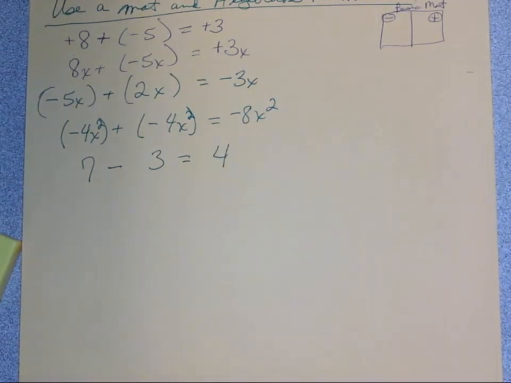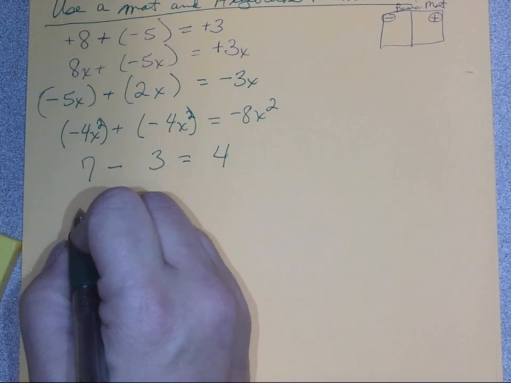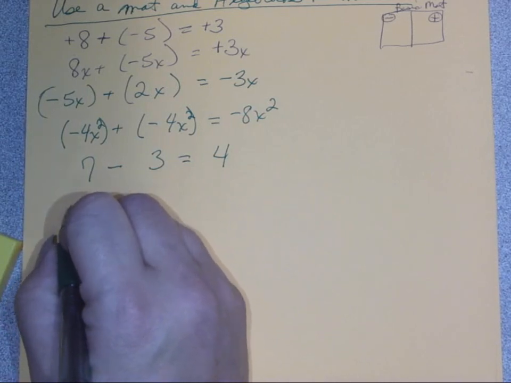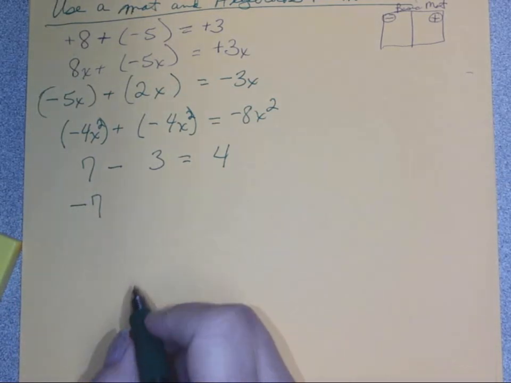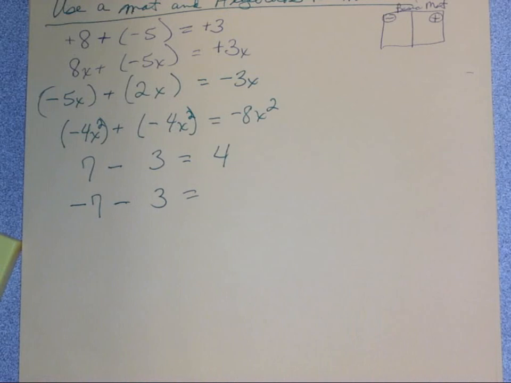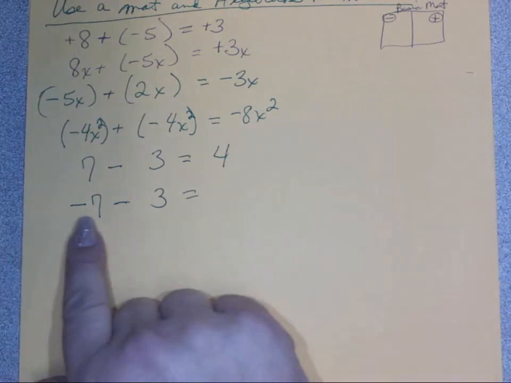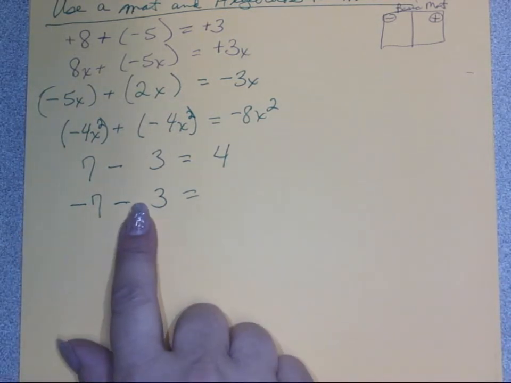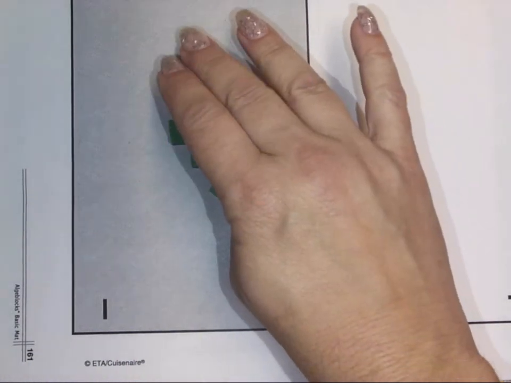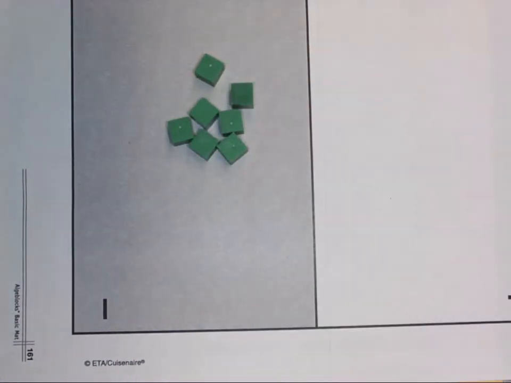So let's try something different. How about negative 7 and I want to minus 3? Okay, just for our purposes as adults, we know that should be negative 10, right? Okay, whenever I'm finished. So negative 7 minus 3. 1, 2, 3, 4, 5, 6, 7.